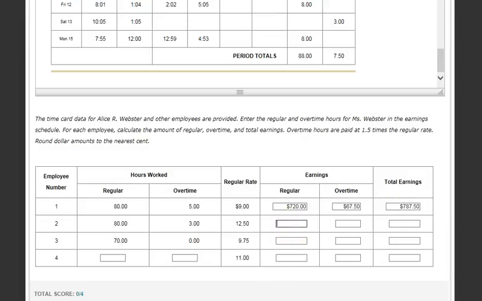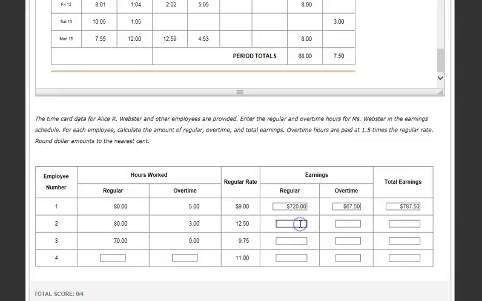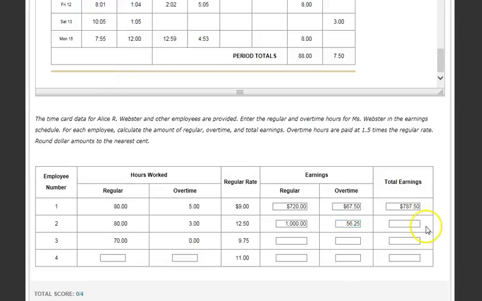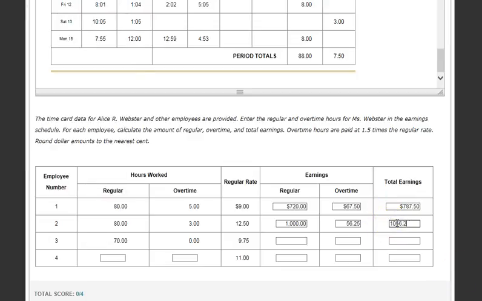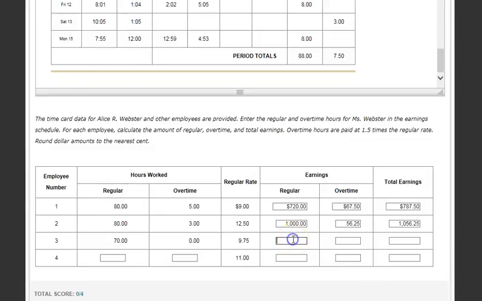Okay, employee 2 is $12.50 an hour, so 80 hours times $12.50 is $1,000. Overtime, first we need to figure out the rate, so times 1.5, so that's $18.75 an hour. 3 hours overtime, $56.25. And then add those together. I don't need a calculator for that. Okay, next person, I've got 70 hours at $9.75 an hour, $682.50. Okay, no overtime.